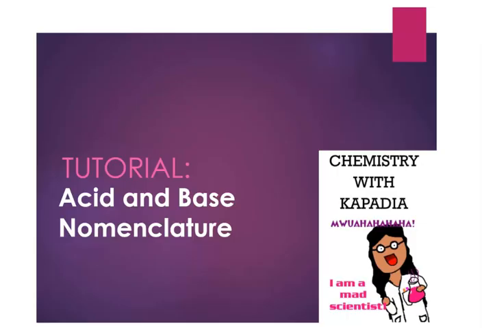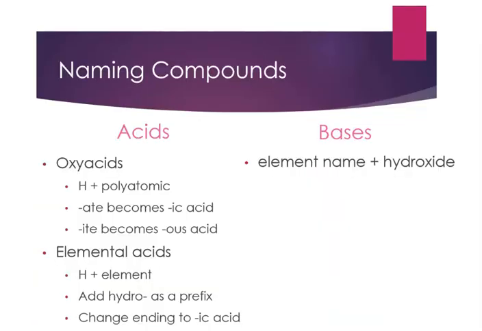Today I will be doing a tutorial on acid and base nomenclature. Nomenclature is just a fancy word for how we name things. So we're going to look at two different things. We're going to look first at how we name acids and bases. Then we're going to look at how we take the name and use it to write the formula for acids and bases. Okay, so we're going to start with naming compounds.